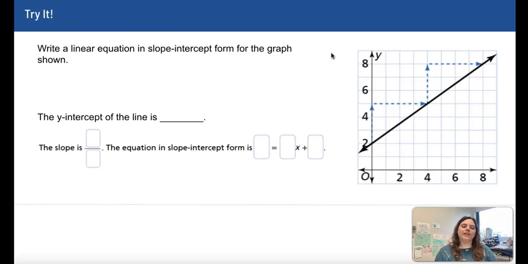One more for you to try. Write the equation using this graph. You can see the slope triangles there to help you figure out the rise and the run. And the y-intercept of this one is pretty easy. Pause the video now, fill in your notes, and press play when you're ready to see the answer.